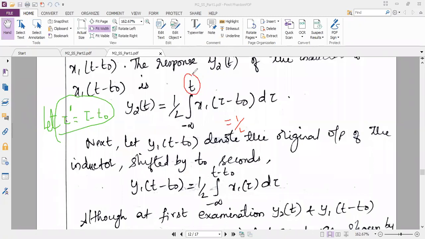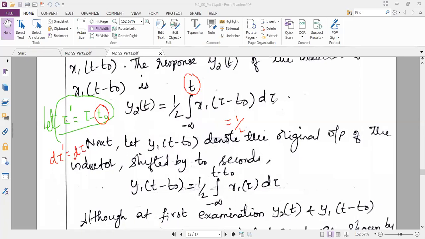So limits also will be changed accordingly. How will I do the limit change? I will perform the differentiation of my substituted term. My substituted term is tau dash is equal to tau minus t naught. When I do the differentiation, I will get d tau dash is equal to d tau minus t naught. This t naught is a constant, so that becomes 0 when you do the differentiation.